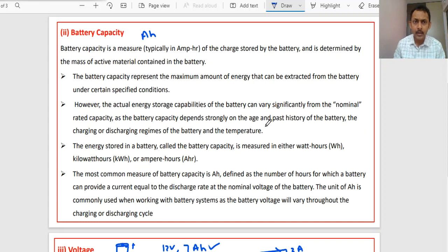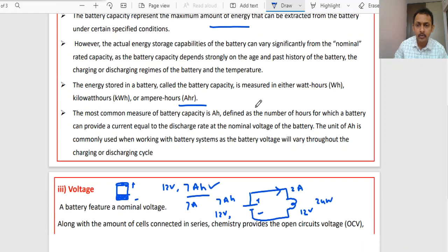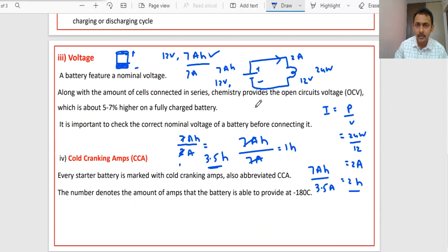So here the ampere hour capacity will decide the amount of energy, and also the voltage value. Depending upon the voltage of the battery and the ampere hour, you get the amount of energy stored in the battery. Sometimes you can express it in watt hours or kilowatt hours, but Ah is the common terminology that will be used, right?